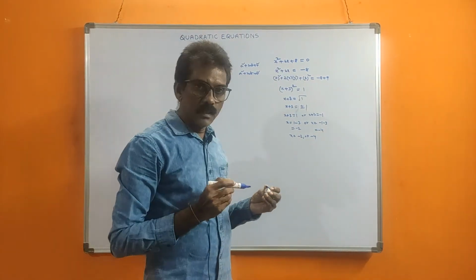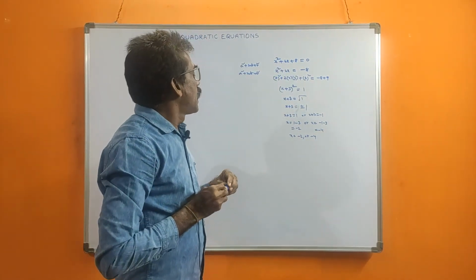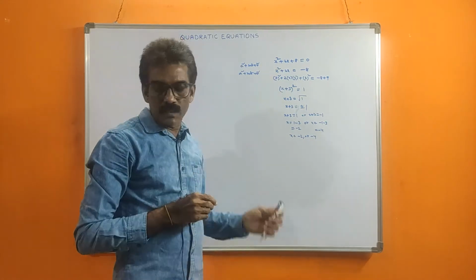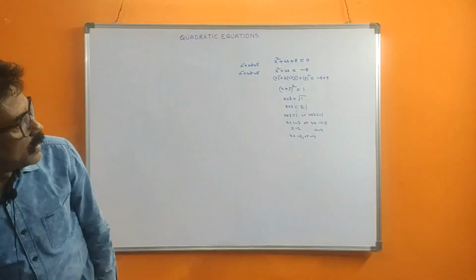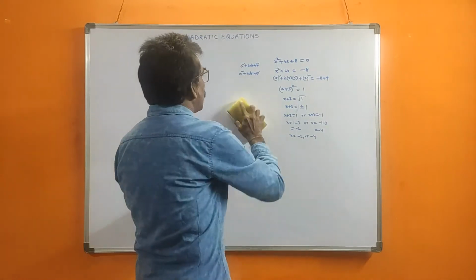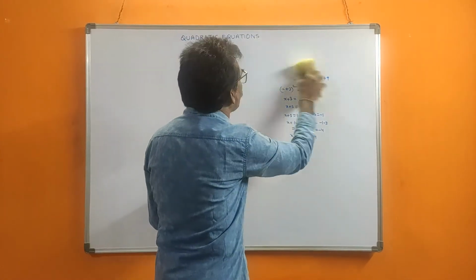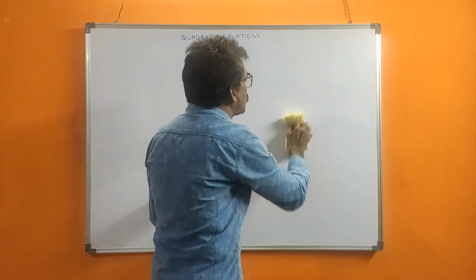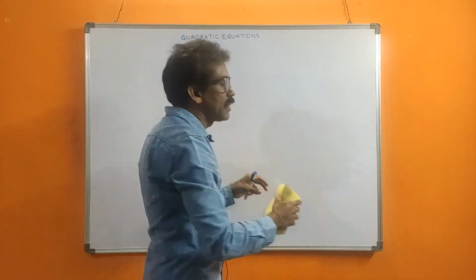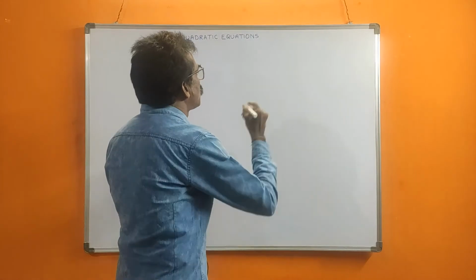This method is the adjustment method, adjusting as a perfect square method. Okay. Next, the third one I will explain, that is the formula. That is also an adjustment method only; we will solve that also like the adjustment method. But the formula we will derive.